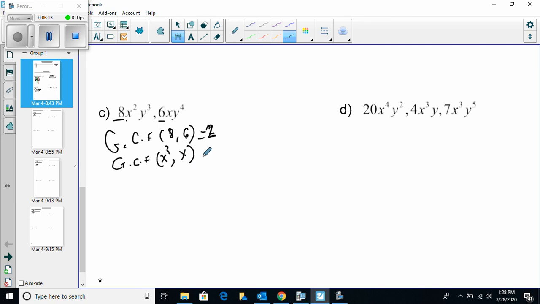So this is what I mean by like terms. So we take x's, it's just x. And the greatest common factor, you have to excuse my writing. I don't like this, but y to the power of 3 and y to the power of 4 is y to the power of 3.